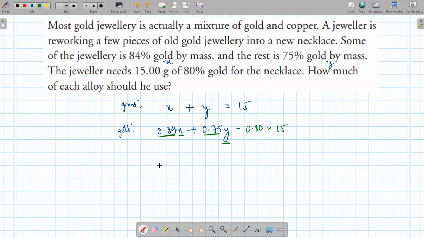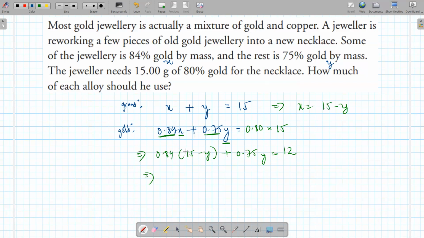How do you solve this linear equation? Again, very simple. You sub X or Y, it doesn't matter. So X becomes 15 minus Y. So you have 0.84 times (15 minus Y), plus 0.75Y, and 0.8 times 15, that is 12. How do you solve this linear equation? You open the brackets, right? That's the only thing you can do.